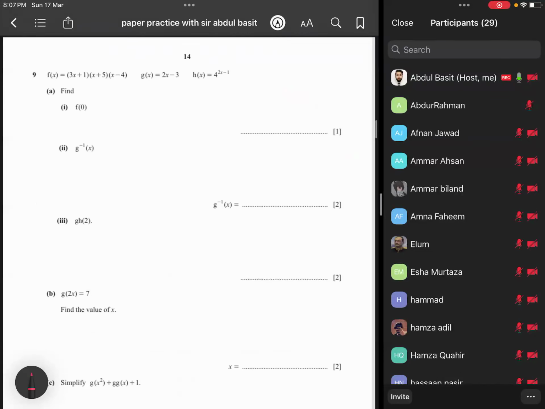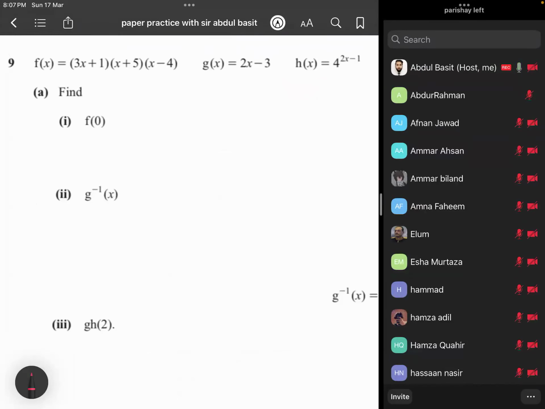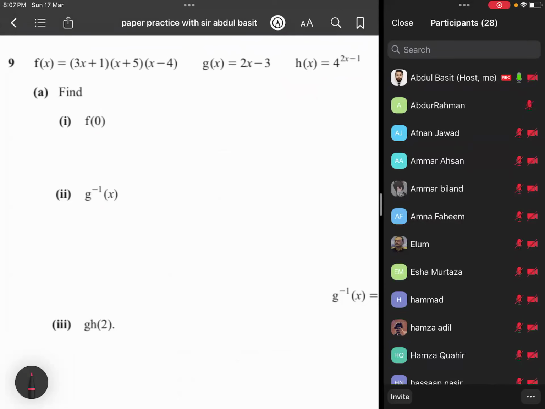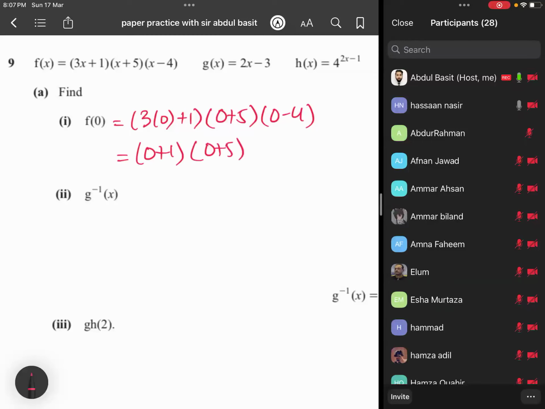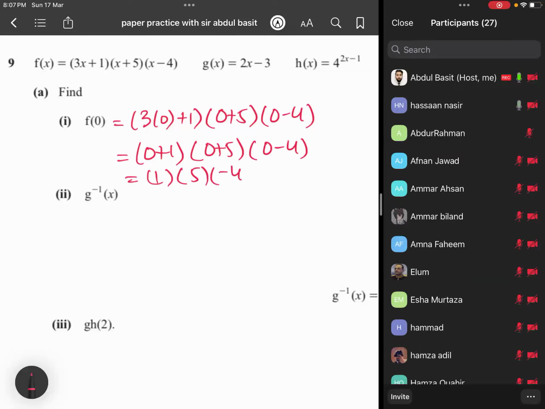Statistics is easy, so let's proceed with the functions. Now they say find f(0). So put 0 in f of x. So that would be 3 to the power 0 plus 1, 0 plus 5, 0 minus 4. 3 zeros are 0, 0 plus 1, 0 plus 5, 0 minus 4.